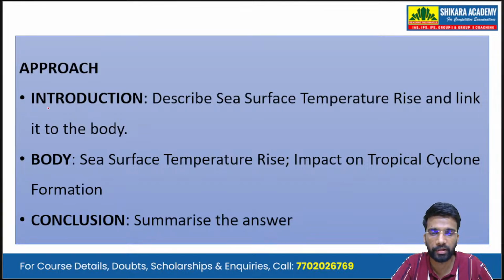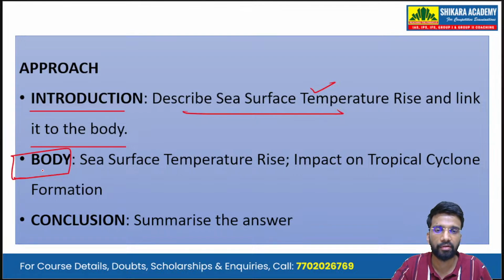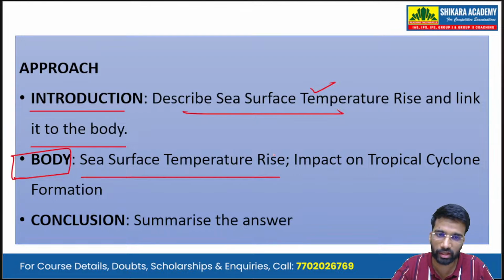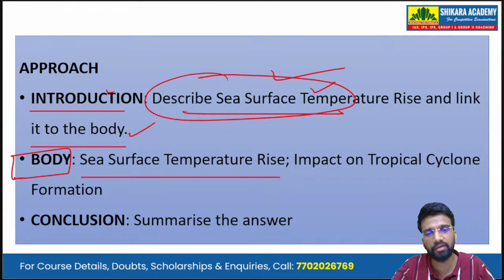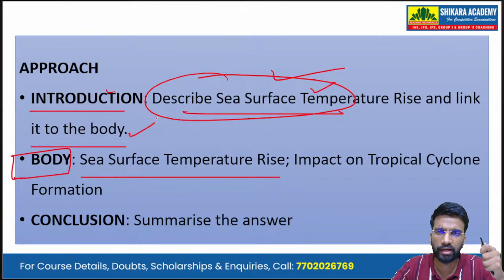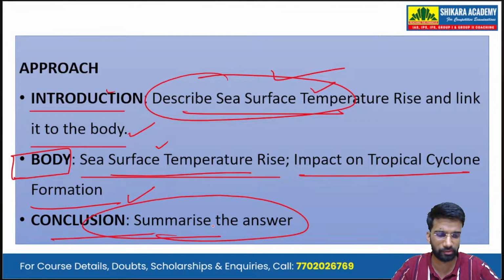Seeing the approach, in the introduction, we describe the sea surface temperature rise and link it to the body. Then in the body, we write about the sea surface temperature rise and its impact on tropical cyclone formation. So in the introduction, we describe what a sea surface temperature rise is, and then in the connecting line, we link it to the body. Then in conclusion, we summarize the answer.